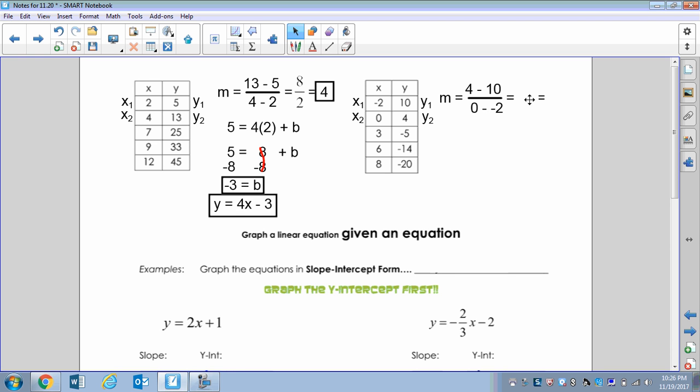4 minus 10 is going to give me negative 6. And 0 minus negative 2 is really 0 plus 2. So I end up with negative 6 divided by 2. Or when I simplify out, I end up with negative 3.